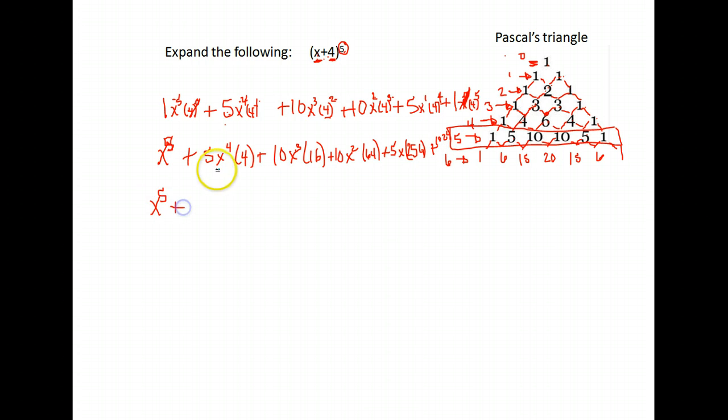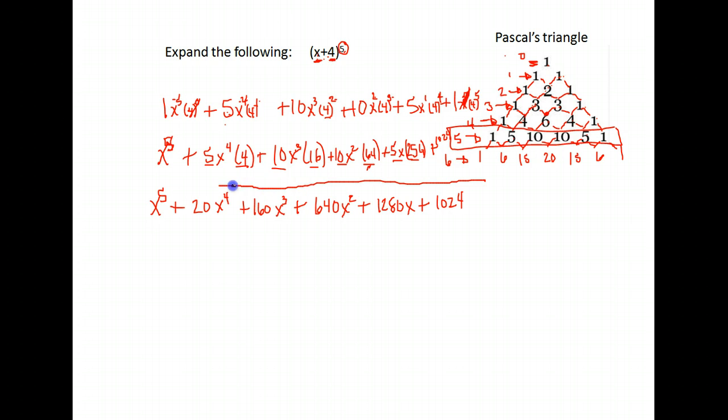So we have x to the 5th plus, here we need to do 5 times 4 is 20. Here we need to do 10 times 16 is 160, x to the 3rd. Here 10 times 64 is 640, x to the 2nd, plus 256 times 5 is 1280 x, and finally plus 1024. Okay, so that is another way to expand.